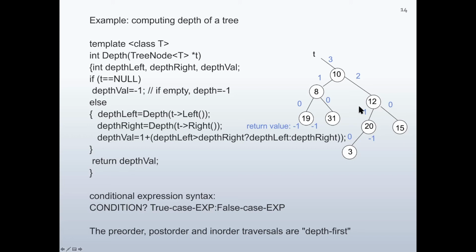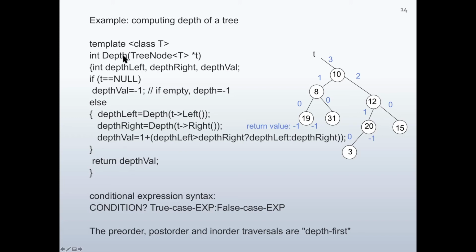Compare 1 and 0. 1 is greater, so it is chosen, and 1 is added, and 2 returns from this node to the parent node. Compare these two: 2 is greater, so it is chosen, 1 is added, and 3 returns from the function depth.